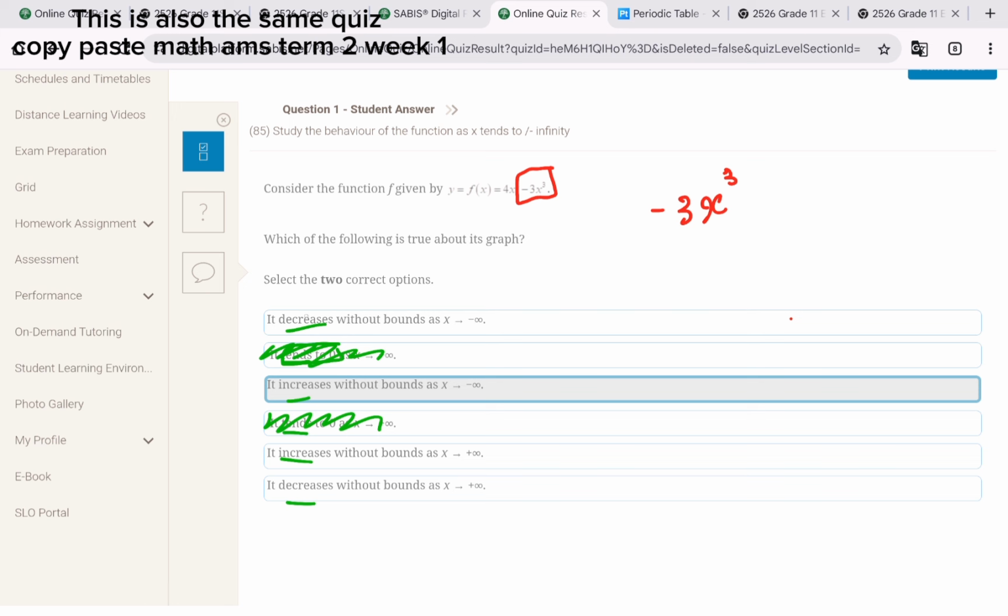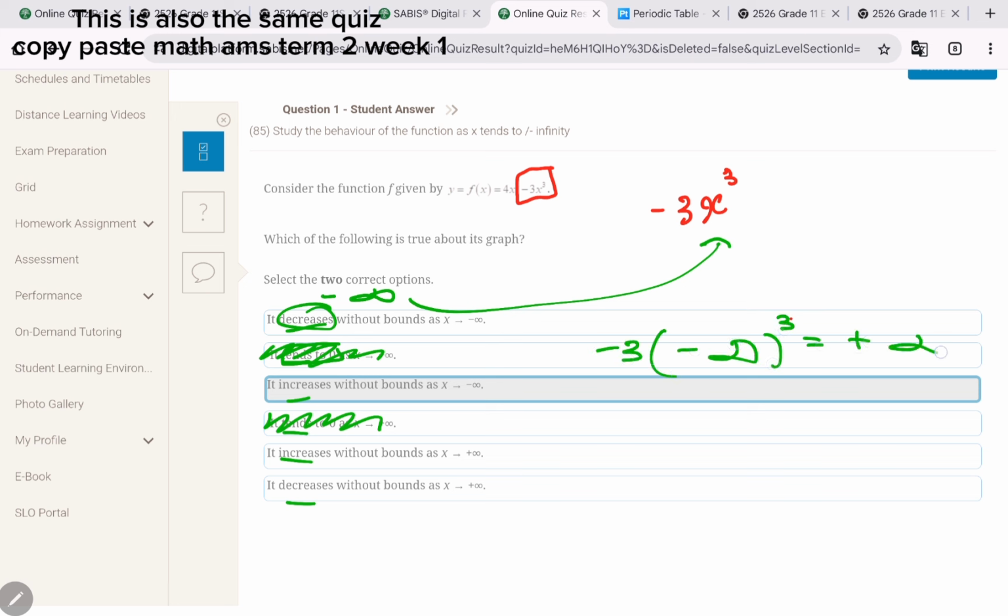If we are saying decreases, what does this mean? By the way, this is not the answer key. This is just any answer I put. When we say decreases, this means that we are choosing minus infinity. If I substituted minus infinity in my equation over here, I would get my answer to be plus infinity. So it decreases without bounds as x approaches plus infinity.